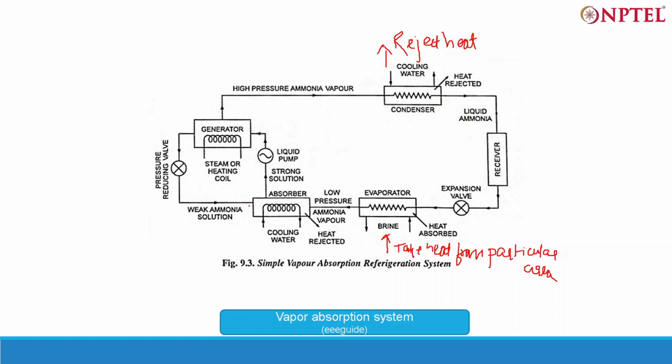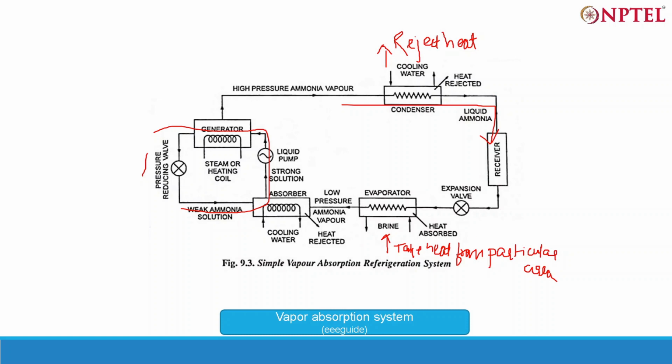Then we have an absorber and a generator. One circuit is this, and one circuit is this liquid ammonia one. There is ammonia vapor in the absorber. Weak ammonia solution comes in, then the strong solution goes to the generator, which generates ammonia vapor. Then the ammonia vapor goes to the condenser and rejects heat. The cycle works like this.